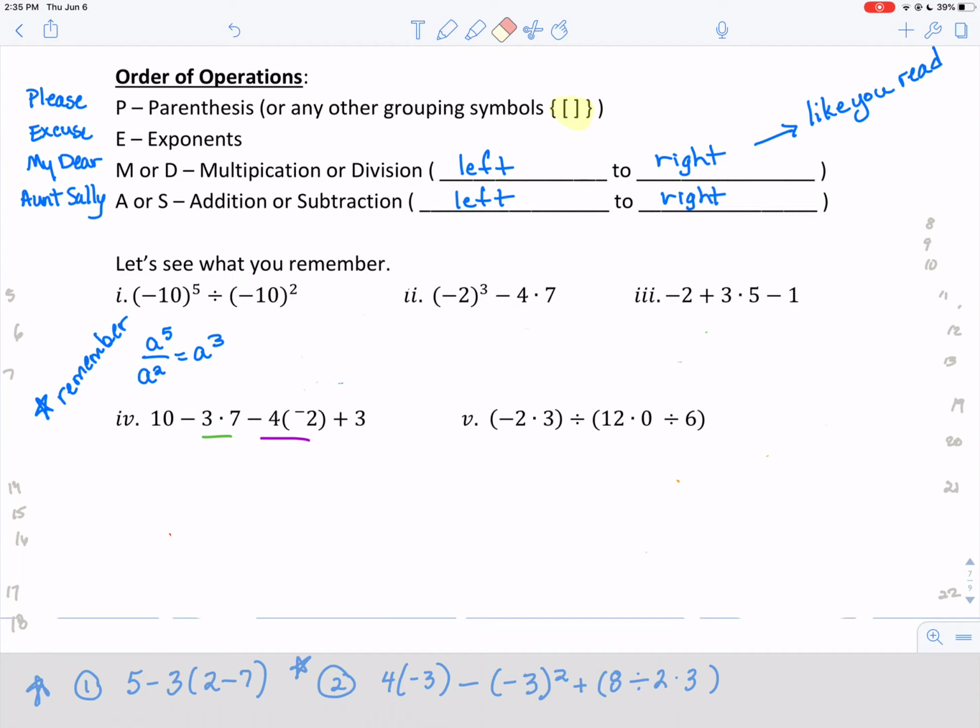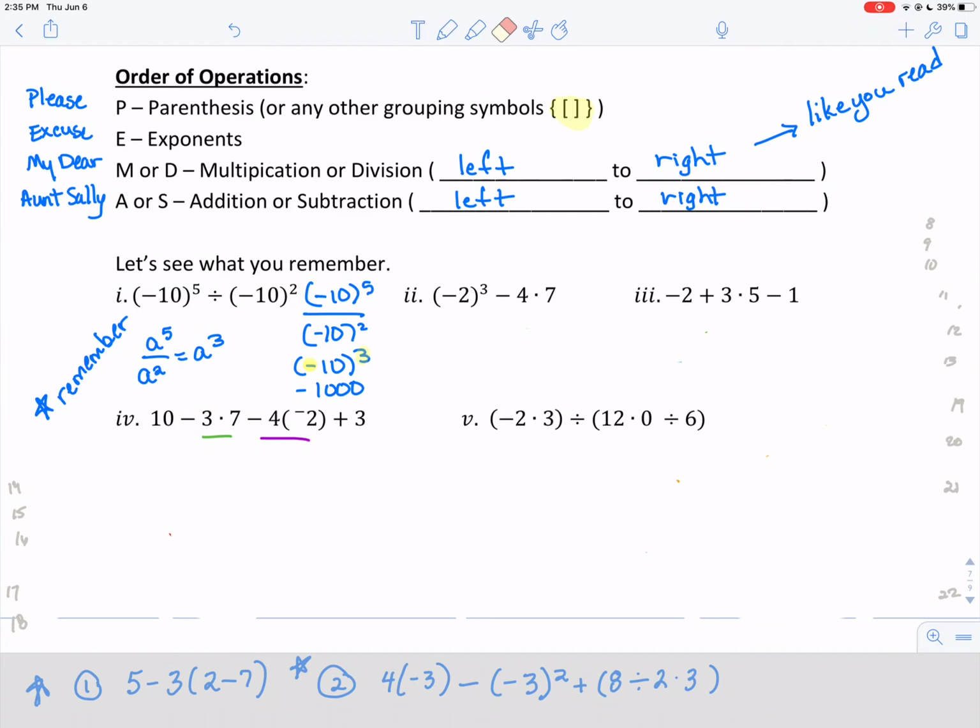So we will rewrite it. Negative 10 to the 5th divided by negative 10 to the 2nd. So we just keep the base, subtract your exponents. So that's negative 10 to the 3rd. So 10 to the 3rd is 1,000, and then we now have 3 negatives, and 3 negatives means it will be a negative answer, so negative 1,000.